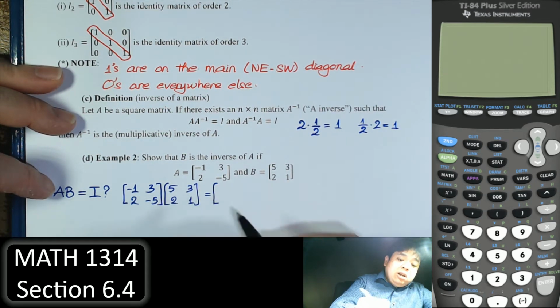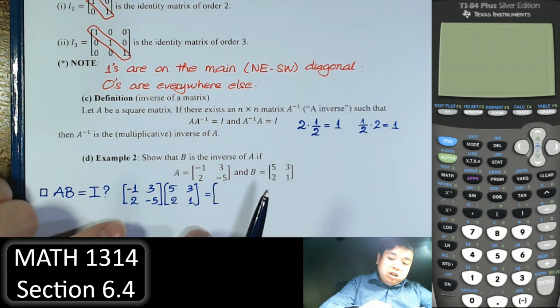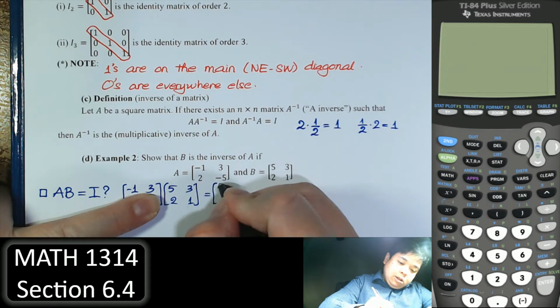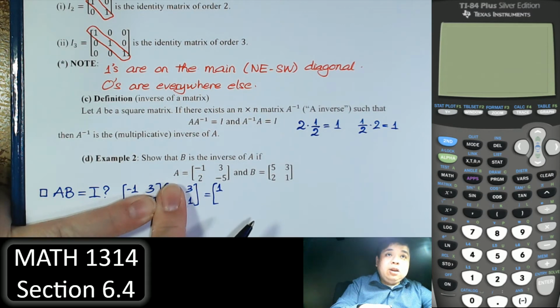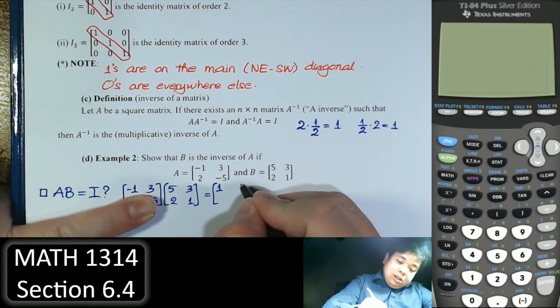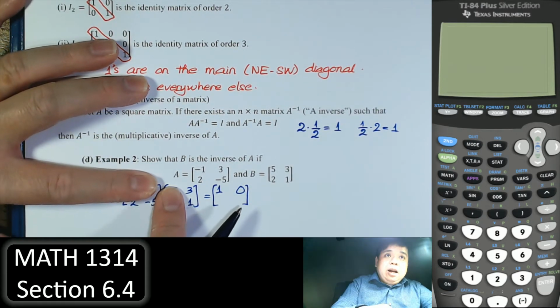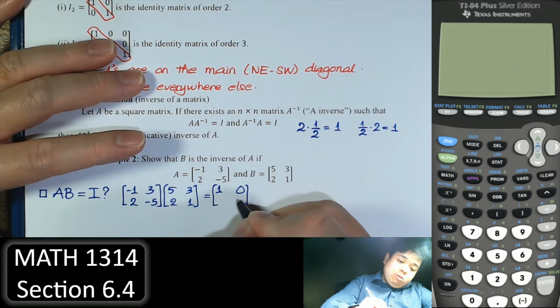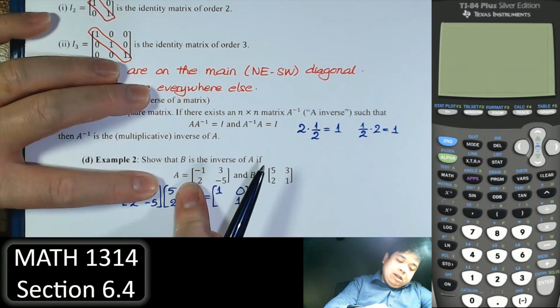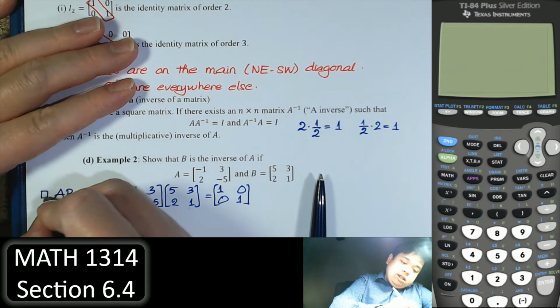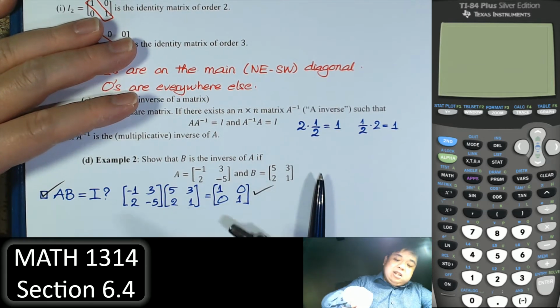We multiply matrices row by column, as discussed in the previous section. Negative 1 times 5 plus 3 times 2 is negative 5 plus 6, which is 1. Negative 1 times 3 plus 3 times 1 is negative 3 plus 3, which is 0. Two times 5 plus negative 5 times 2 is 10 minus 10, which is 0. Two times 3 plus negative 5 times 1 is 1. Yes, this checks. That is the identity matrix.